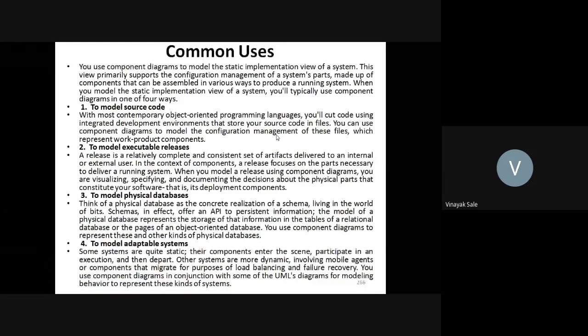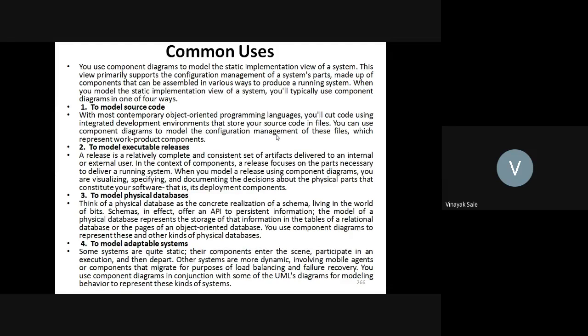To model source code with most contemporary object-oriented programming languages, you will cut code in integrated development environments and store the source code in files. You can use component diagrams to model the configuration management of these files, which represent work product components. Then, to model executable releases: a release is a relatively complete and consistent set of artifacts delivered to an internal or external user. In the context of components, a release focuses on the parts necessary to deliver a running system.